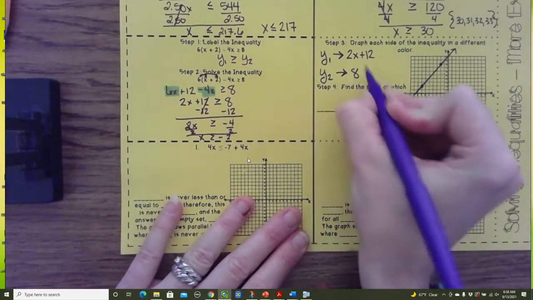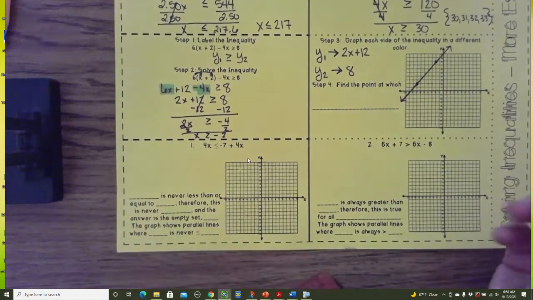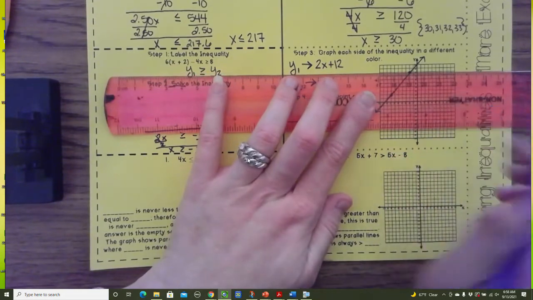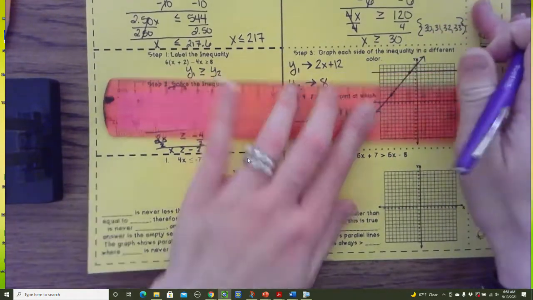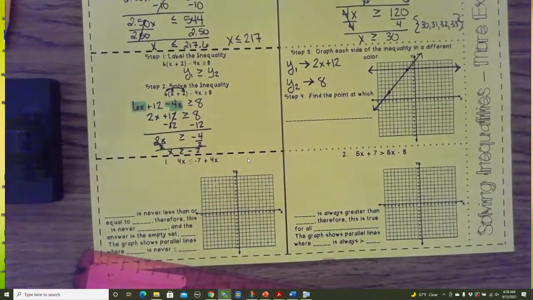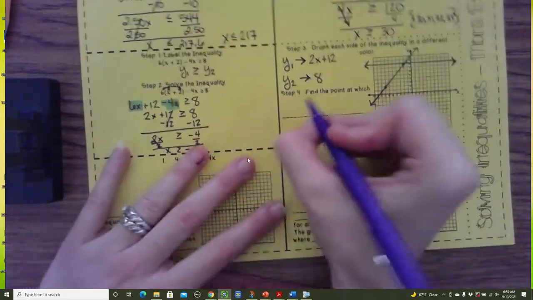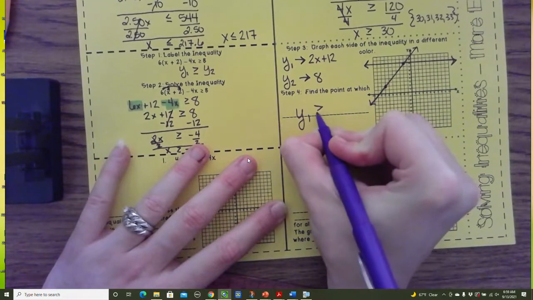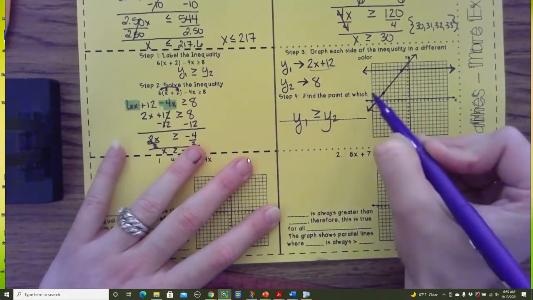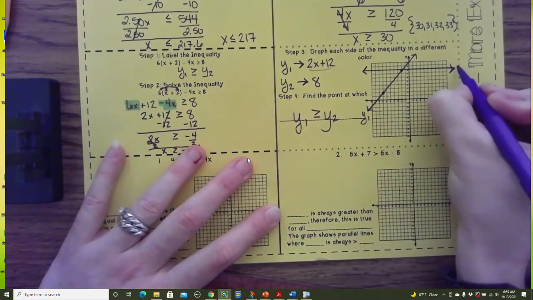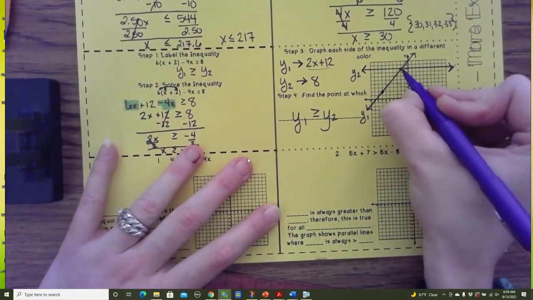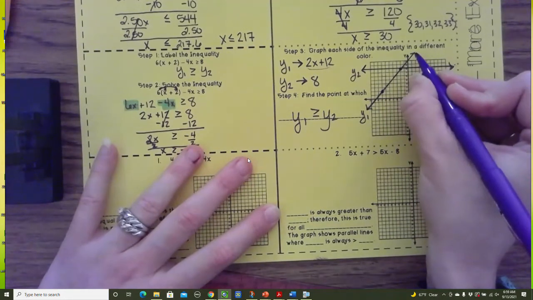Now the next one, y equals 8. All that means is you go up to 8 on the y-axis, and it's going to be a solid line. So a nice, pretty horizontal line. All right, so the solution on a coordinate plane like this, you're going to find the point at which y1 is greater than or equal to y2. So y1 was this line, and this was y2. So the point at which y1 is greater is above that horizontal line.